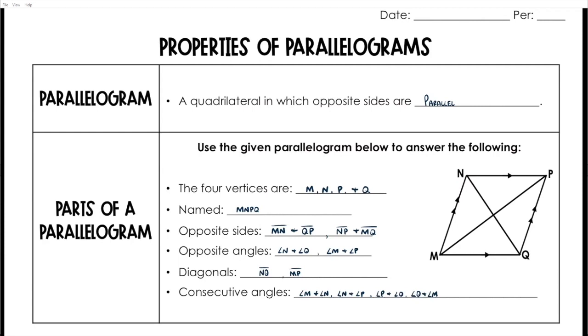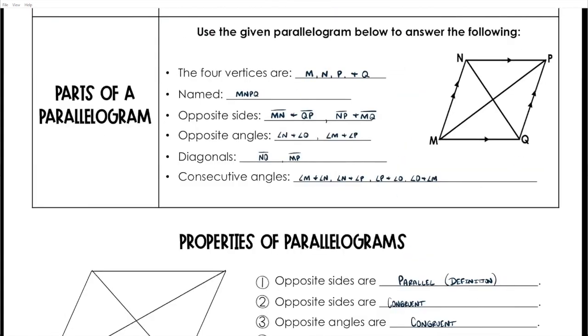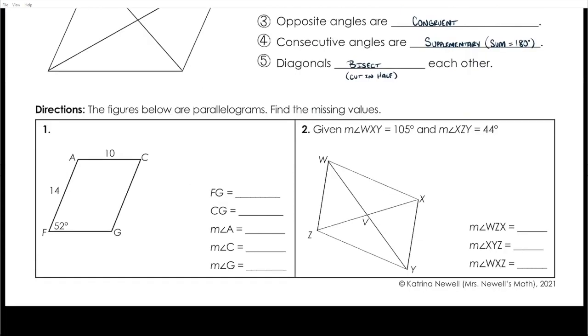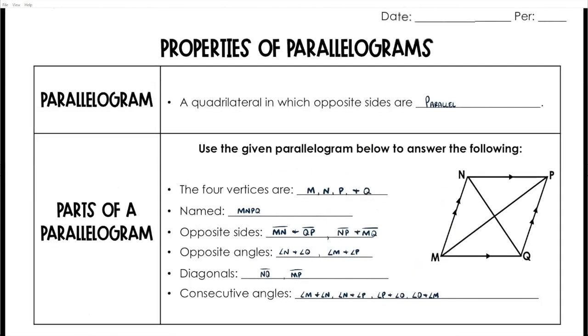parallel. So this definition really should say both pairs. I mean, maybe that's why it has opposite sides, but both pairs of opposite sides that are parallel, because only one pair of opposite sides, which we'll learn later, is a trapezoid. Okay, so both pairs of opposite sides that are parallel.